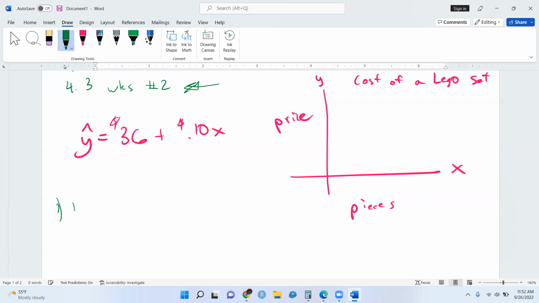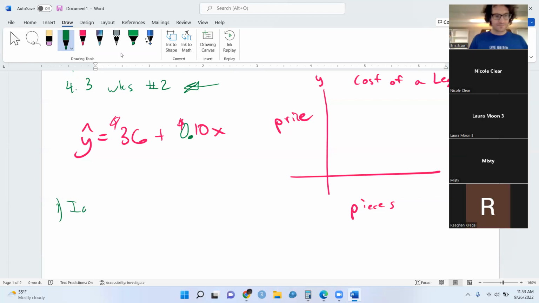Is that a decimal in front of the 10? Yes, this is why you're supposed to put zeros. Good call. Thank you. You're welcome.